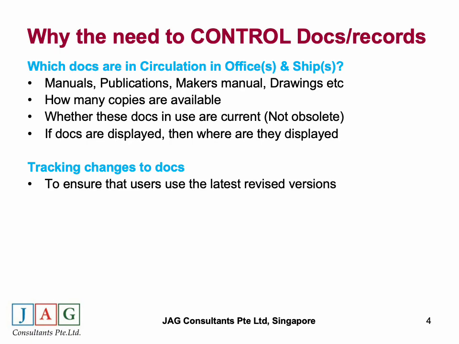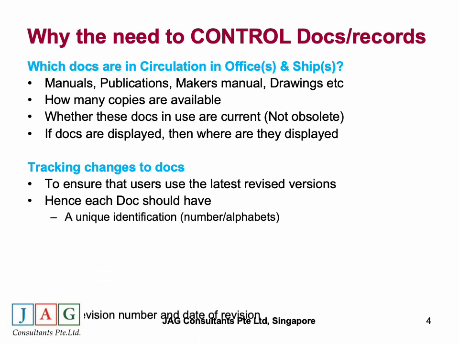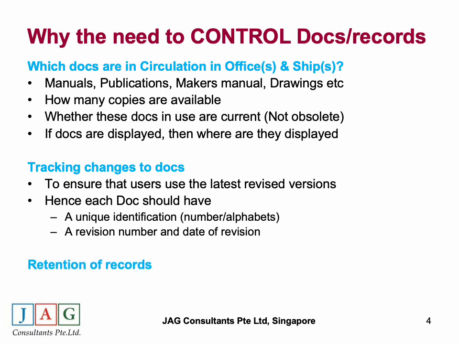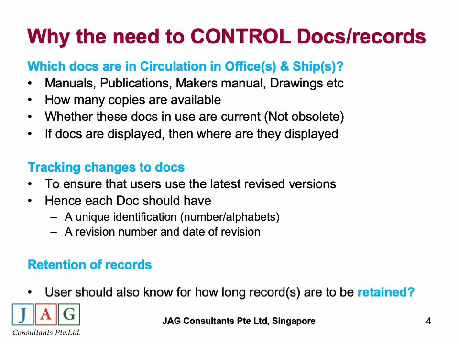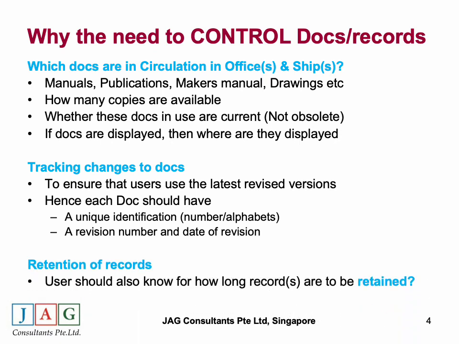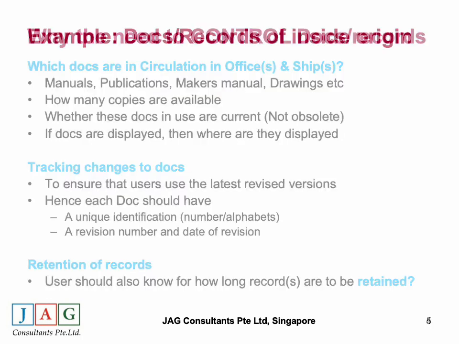Tracking changes. We often change documents, so users must know what is the latest version and what are the revised documents. Hence, each document should have its unique identification and a revision number. As far as records are concerned, it's very important that users should also know how long records are to be retained, right? So to use the terms correctly, documents are to be maintained, and records are to be retained.